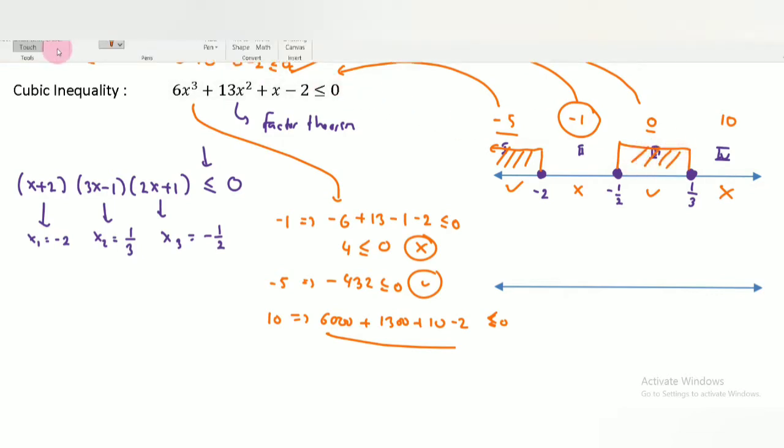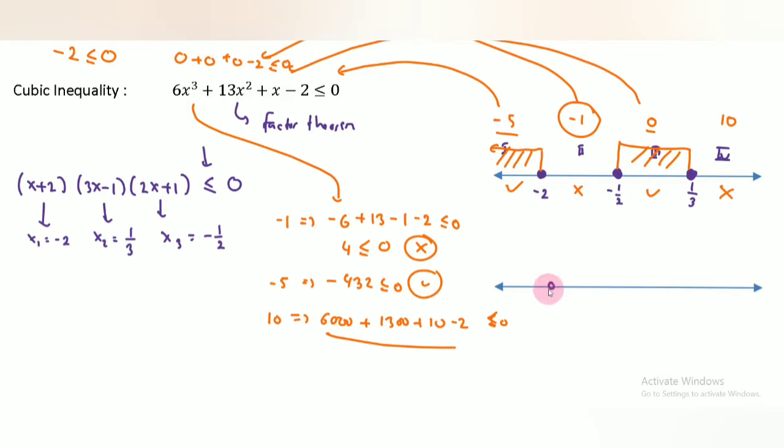Okay, so the last conclusion is, for this inequality, my number line, I'm sorry, I have to remind you again, use a ruler. Okay, that is my expectation. So yeah, all values that are less than or equal to -2, and all values between -1/2 and 1/3 inclusively will satisfy your inequality. They are the solution.